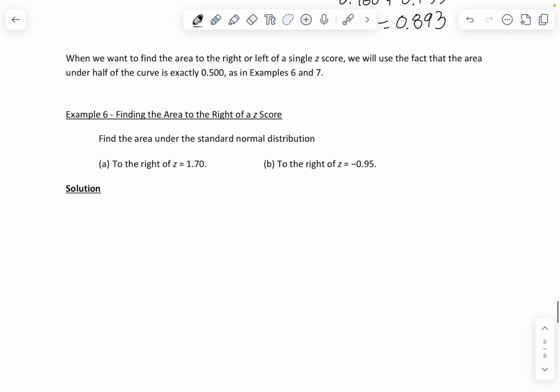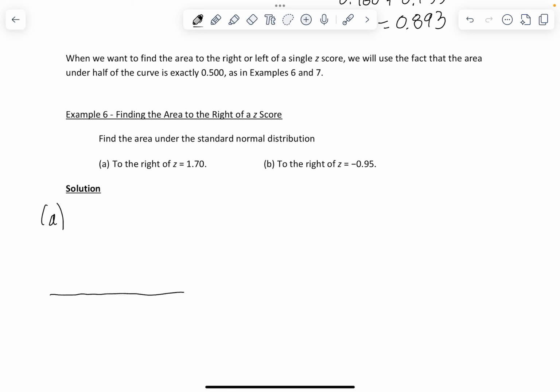When we want to find the area to the right or left of a single z-score, we will use the fact that the area under half of the curve is exactly 0.5. Okay, so that's what we'll do in this next example. We want to find A, the area to the right of z equals 1.7, and B, the area to the right of z equals negative 0.95. Okay, let's take these one at a time.